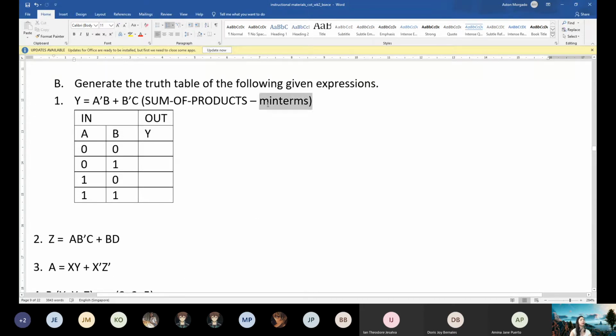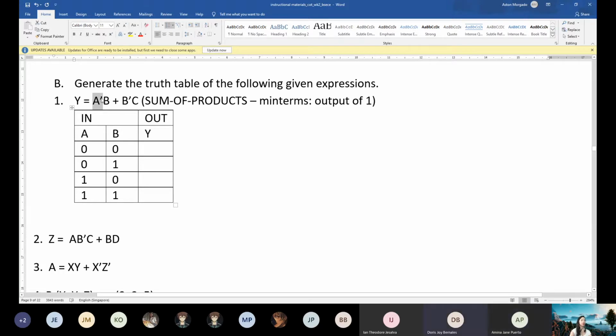So when you say minterms, again, it corresponds to the output of what? Output of 1 or 0? 1. Okay, output of 1. So sabi dito, A prime B. So when we say A prime, ano ibig sabihin? A is 0 or 1?